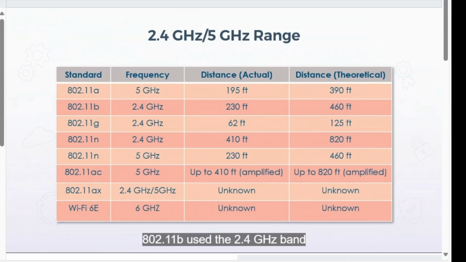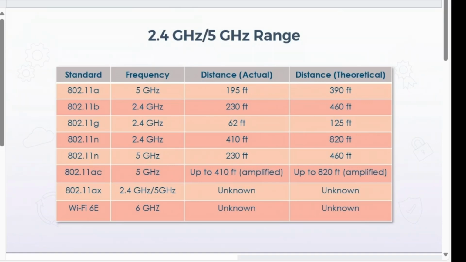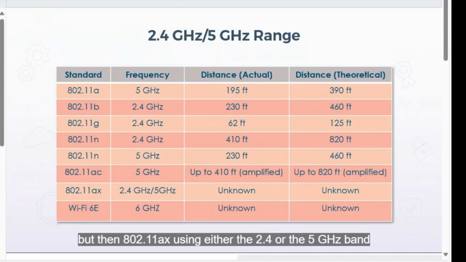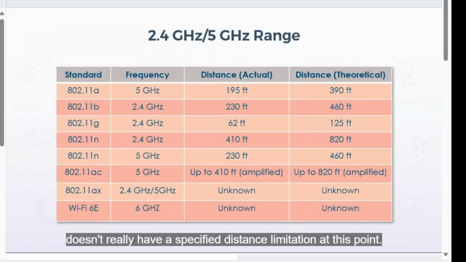802.11b used the 2.4 GHz band and typically could carry around 230 feet. 802.11g also used 2.4 GHz and could only carry around 62 feet. 802.11n on the 2.4 GHz band could carry around 410 feet, and 802.11n on the 5 GHz band could carry around 230 feet. Then 802.11ac on the 5 GHz band up to 410 feet if amplified, but then 802.11ax using either the 2.4 or the 5 GHz band doesn't really have a specified distance limitation at this point.